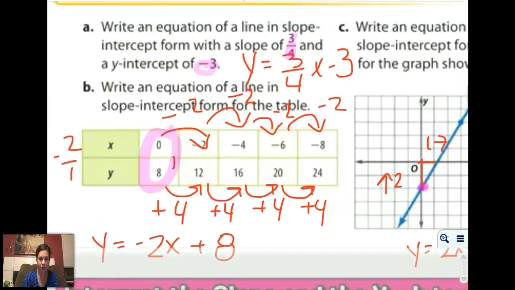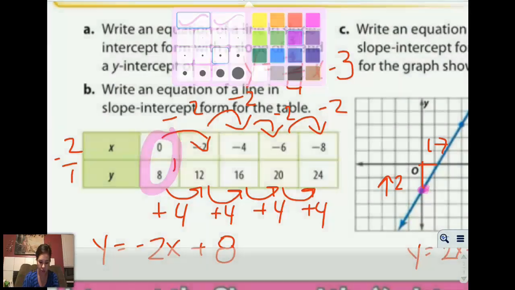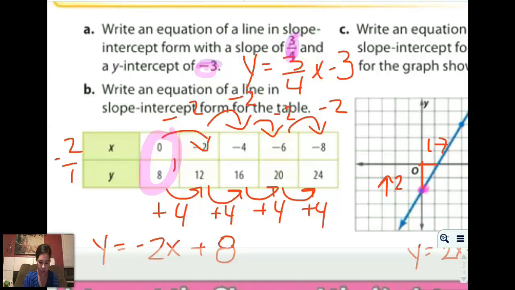Okay, so let's go ahead and take a look at part A. In part A, the equation was y equals 3/4 x minus 3 because your slope is 3/4 and the y-intercept is negative 3. So pretty straightforward.